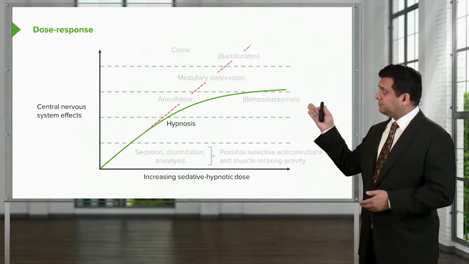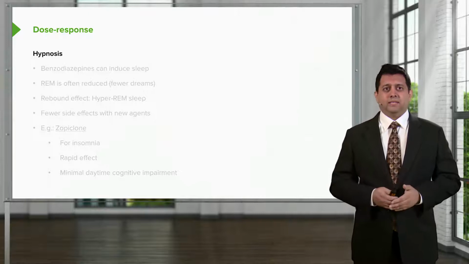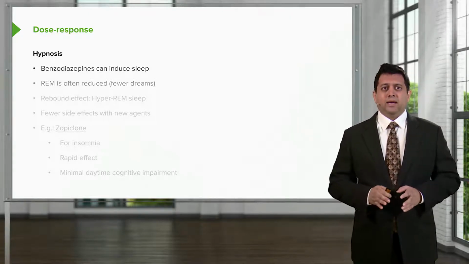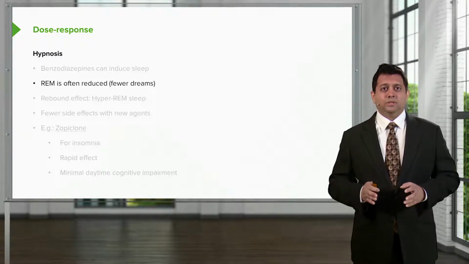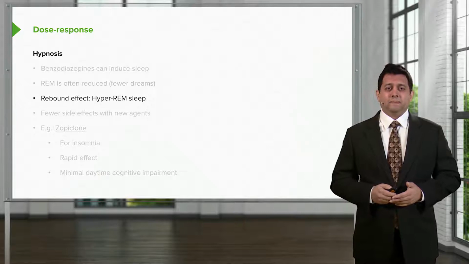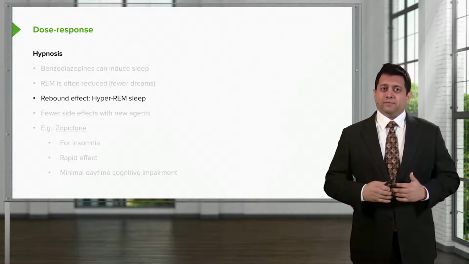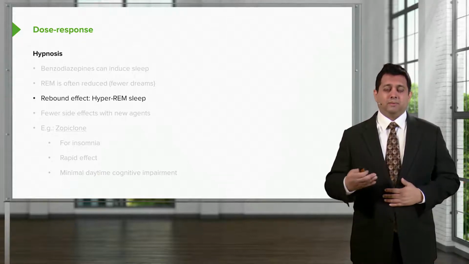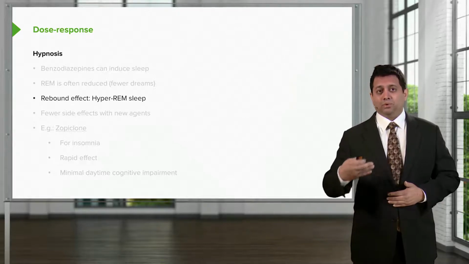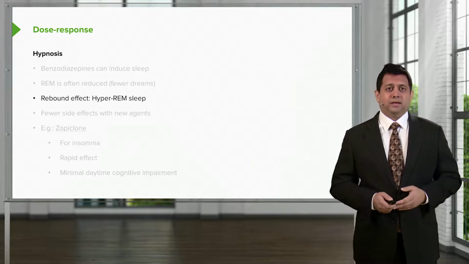When we move into the hypnosis part of the spectrum, we start to see the benzodiazepines tailing off. Benzodiazepines can induce sleep, and rapid eye movement is often reduced, so people will get fewer dreams when they're on benzodiazepines. When you stop taking benzodiazepines, there's a rebound effect with respect to your REM sleep, and people will become hyper REM. They'll have more REM sleep and very vivid dreams, and sometimes they will actually have nightmares.